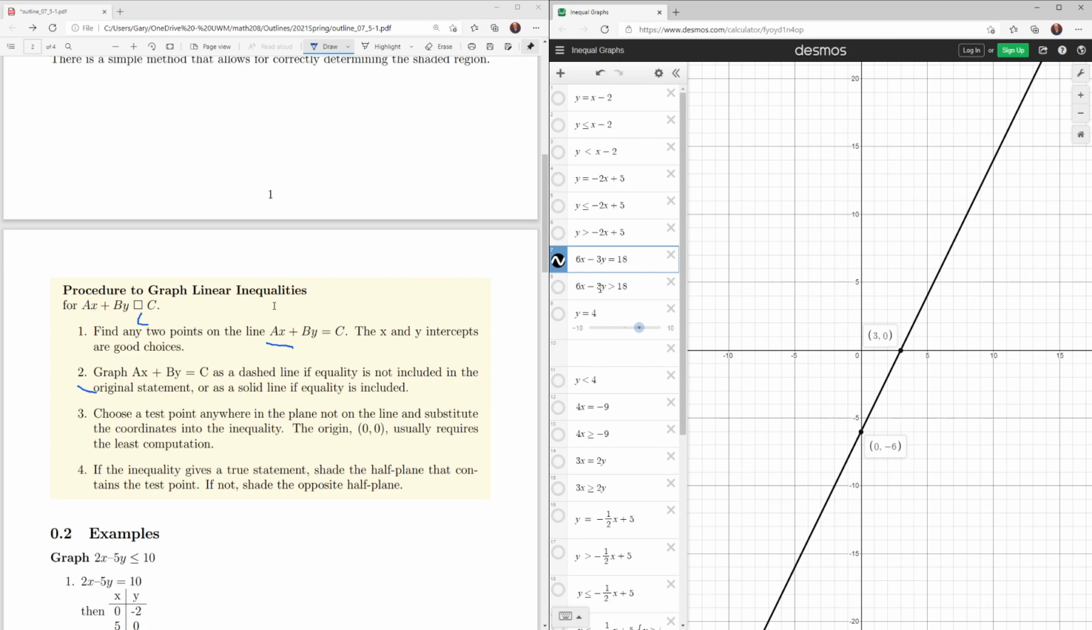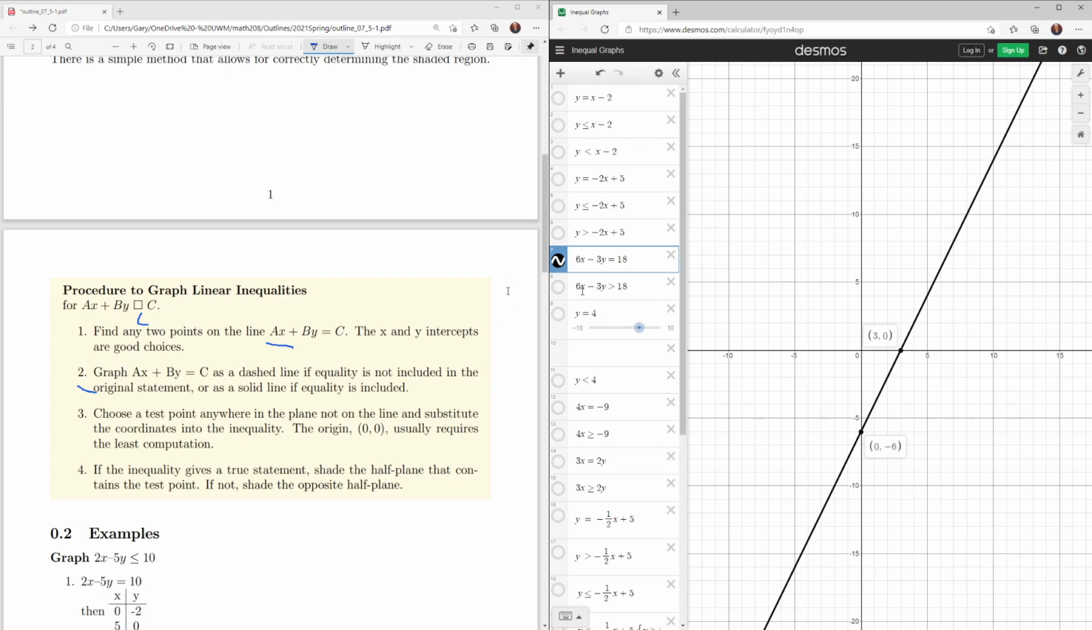The next step is we have to figure out which side of this graph it goes on. To do that, we basically pick a test point. Unless the line goes through the origin, picking the origin is often a very easy way to do this. So we pick that test point. In this case, it would be 0, 0.